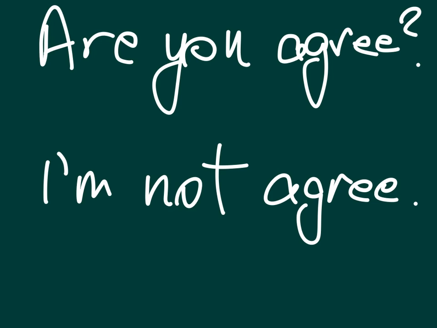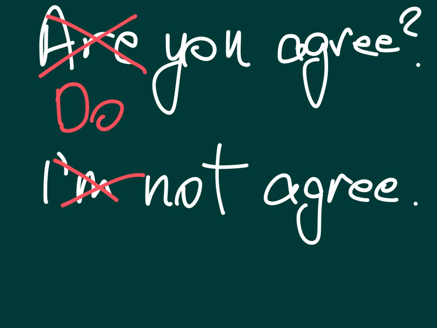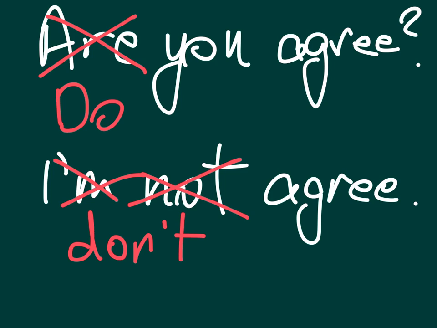Similarly, when they ask a question, they use the verb to be again, which is not correct. You cannot say, "Are you agree?" You have to say, "Do you agree?" And the answer will be, "Yes, I do," or "I don't agree," and not "I'm not agree." So, do you agree? No, I don't agree.